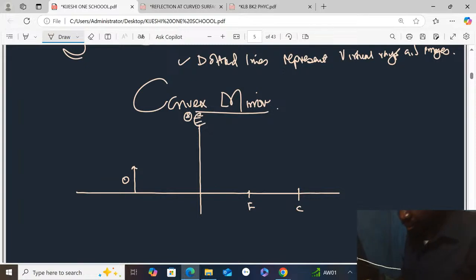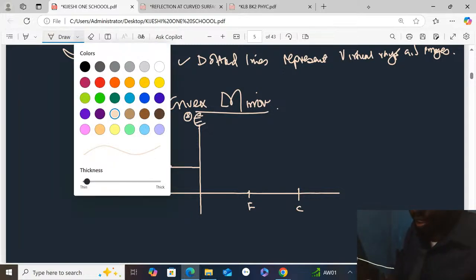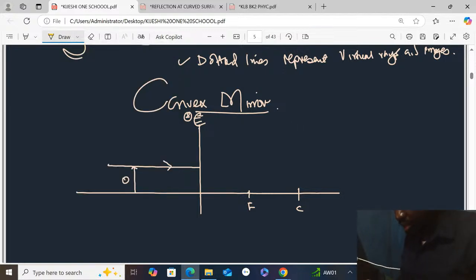Then we'll use the first ray, a ray that is close and parallel to the principal axis. This ray will appear to diverge from F, like that. Indicate the ray direction in that manner. The second ray is a ray that is passing through the center of curvature, and I said it must always touch the tip of the object.